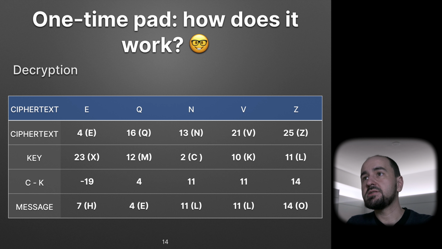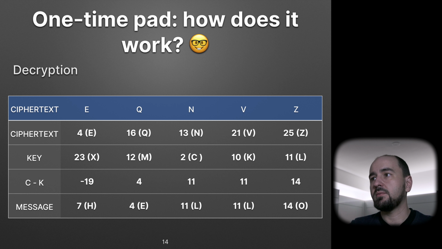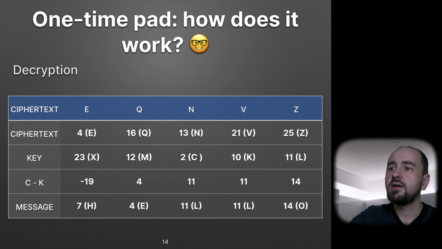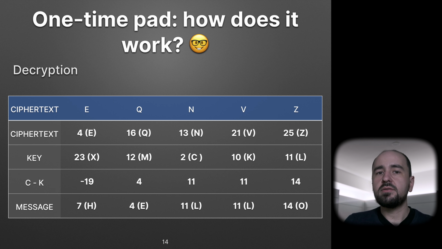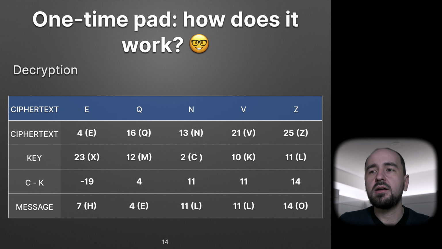So to decrypt it, we'll just do the reverse. Take our ciphertext, which is EQNVZ. Yep, we have a key. Our key is going to be XMCKL, which is the same key used to encrypt, if you look before, right? Okay, so now we're going to take the ciphertext minus the key, and then again mod it, and then repeat that and so on, and you end up with 7, 4, 11, 11, 14, HELLO, right? Back to the original message. Pretty simple. Cool.